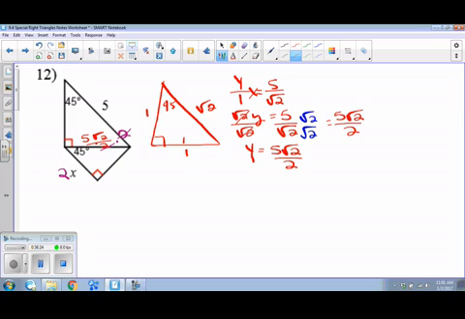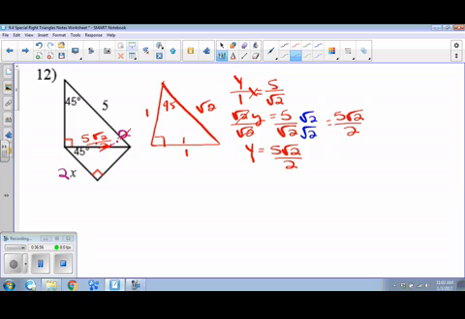Oh, okay. Because when we found this, it was 5 square root of 2 over 2, right? Before I set up my proportion with this, I got rid of this denominator. I multiplied it by 2. But if I do that on one of the sides of the triangle, I have to do it on all of them. Now, I'm not worried about the top triangle anymore. I'm done with that. Okay? All right?